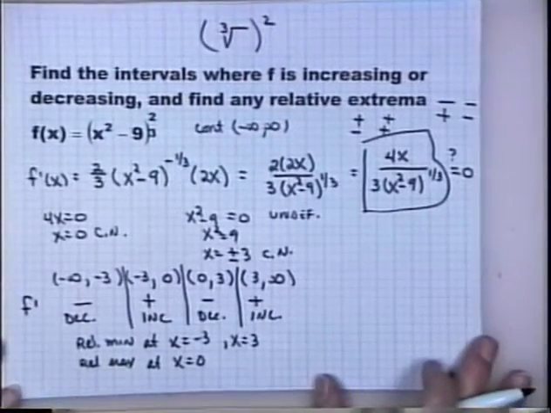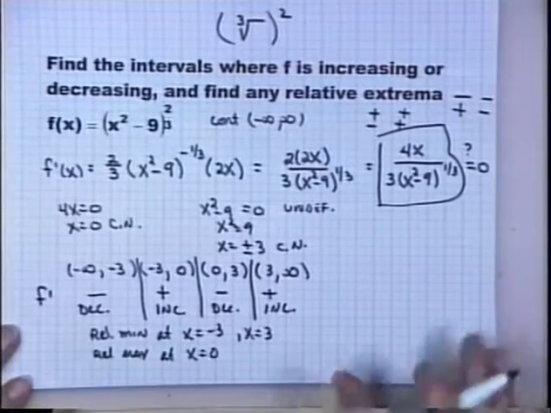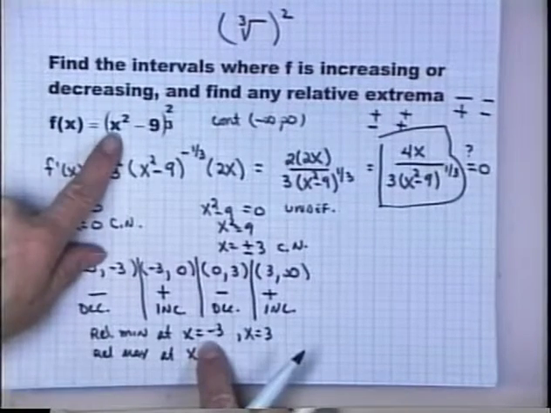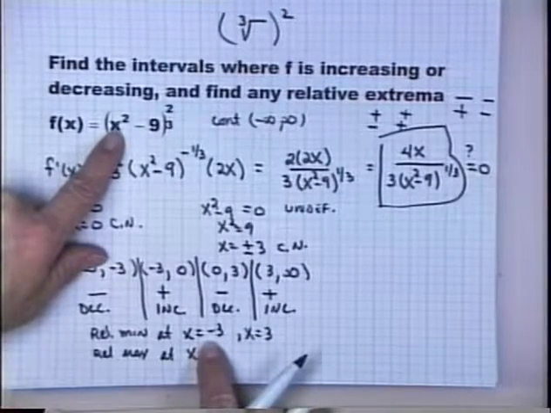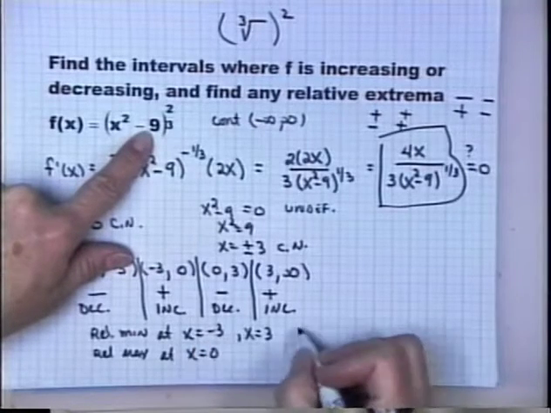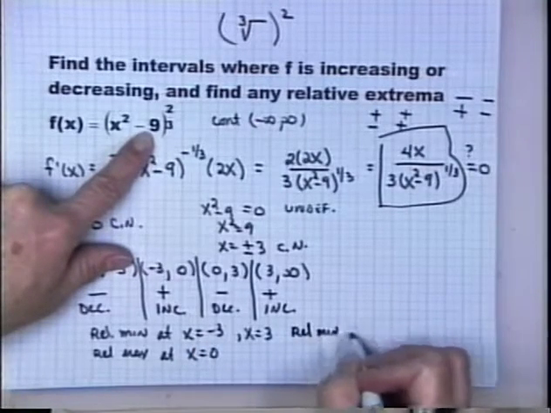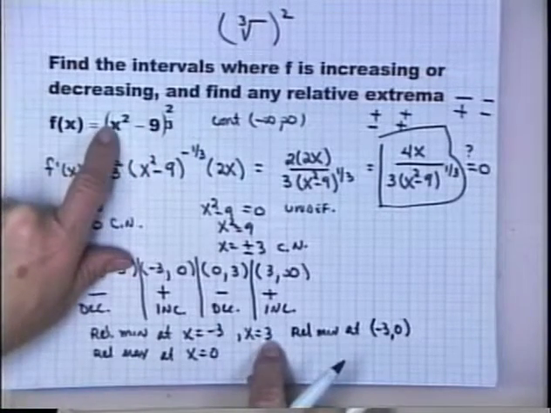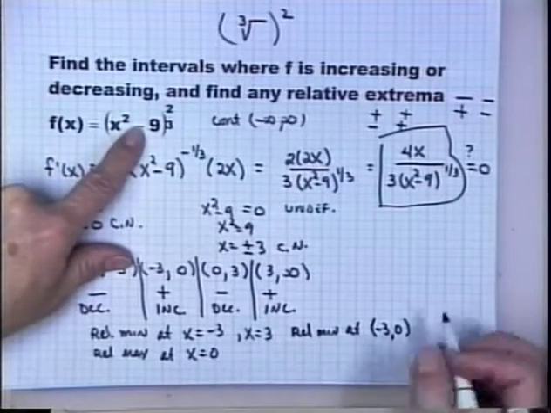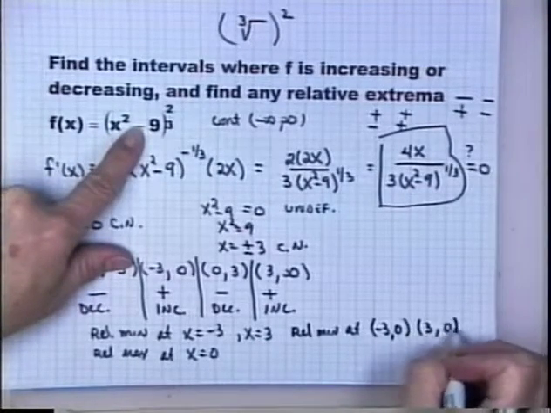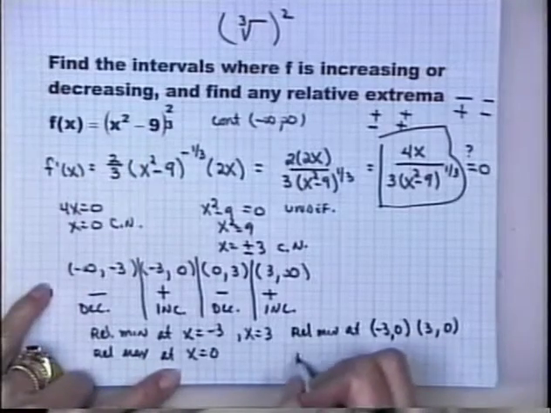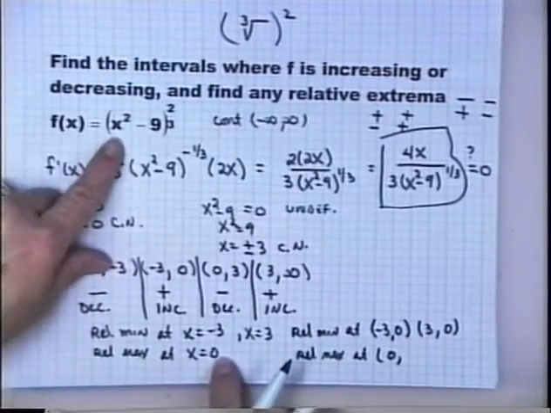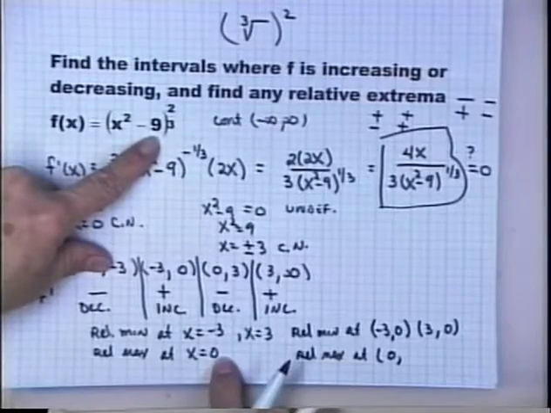Now I'm going to go ahead and find the actual values on this one since it's a little bit easier than that last example. Notice that if x is negative 3, if you come back up here, negative 3 squared is 9. 9 minus 9 is 0. So we have a relative minimum at the point negative 3, 0. Notice also if x is 3, 3 squared is 9, minus 9, that's 0. So we also have one at 3, 0. I have a relative maximum at x equals 0. Okay, 0 minus 9, that's a negative 9, isn't it?